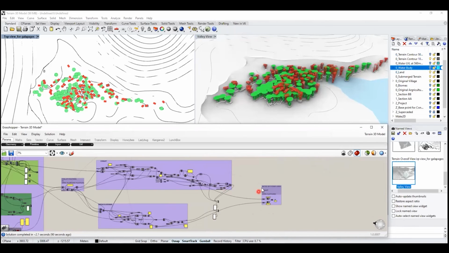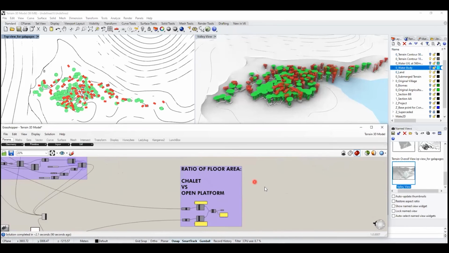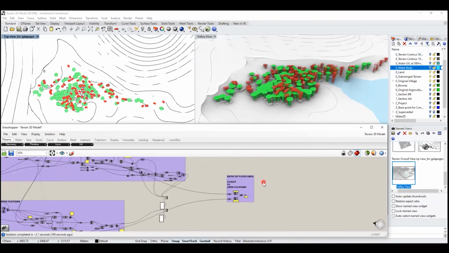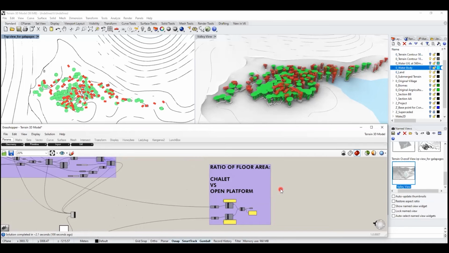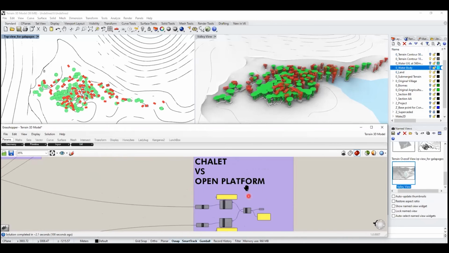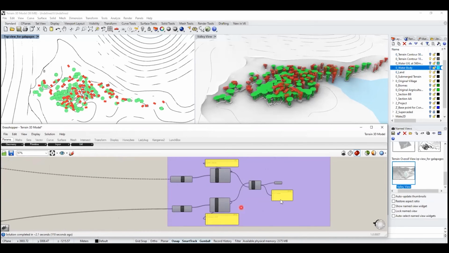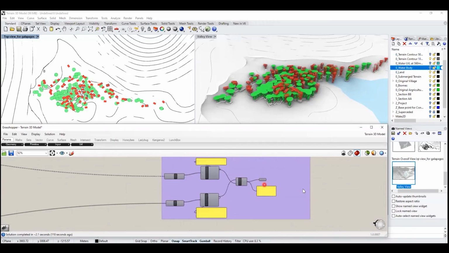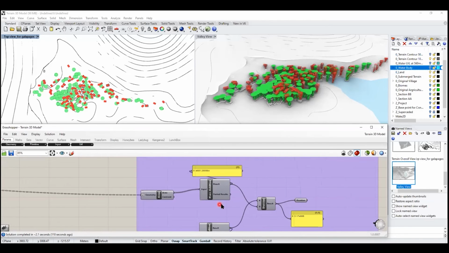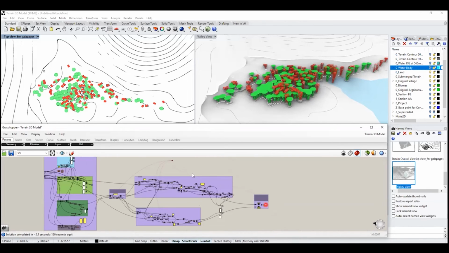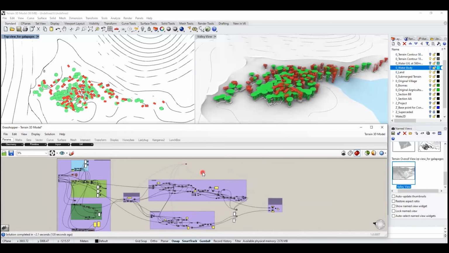And the most important thing in the end is that I need to know the relationship between these two, so the ratio of the floor area, the chalet versus the open platform over here. I want it to be half-half. I don't want one to be more than the other, or maybe it's good that one is more than the other, but I need to see what the advantage is. So this engine makes that associative logic that I showed you just now possible.